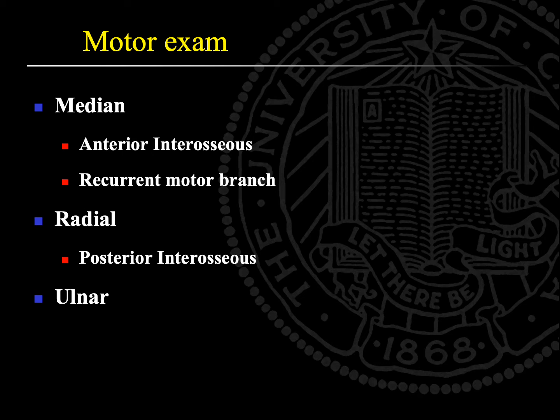So we talk about the same nerves, median, radial, and ulnar, and the only difference is the median nerve also has the anterior interosseous nerve that you're going to be using to assess, and it has a recurrent motor branch. Radial nerve has a posterior interosseous, and then the ulnar nerve is just the ulnar nerve.